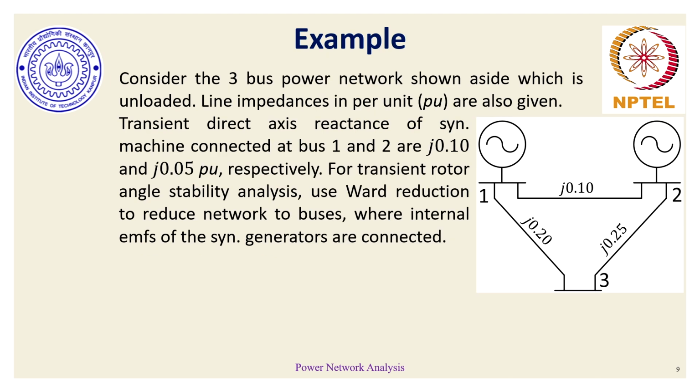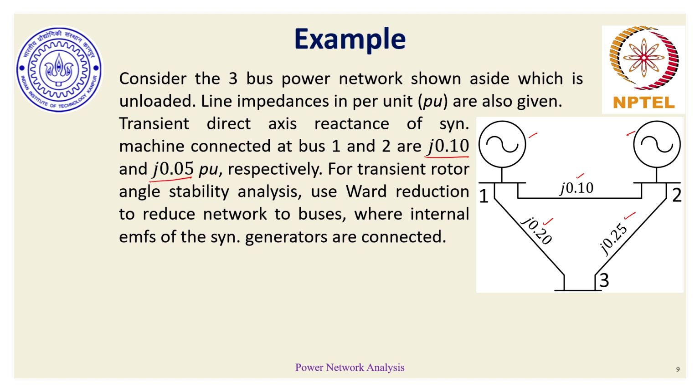We'll conclude this lecture with an example specifically on Ward reduction, in which a 3-bus network is given. The network is all lossless. The corresponding line reactances in per unit are all given. Generator buses 1 and 2 have two synchronous generators whose respective direct axis transient reactances are also mentioned.